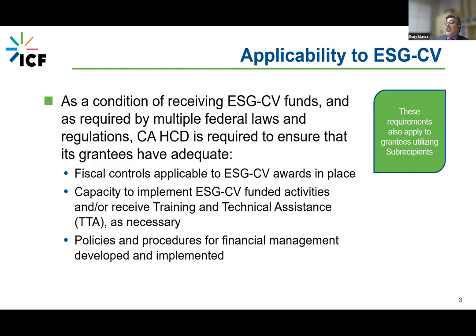Well, as a condition of receiving these funds, the state of California, through the Department of Housing and Community Development, or HCD, is required to ensure that its grantees and subrecipients have adequate fiscal controls in place that are applicable to the ESG and the ESG CV grant awards, that they have adequate capacity to be able to implement the grant awards, and that they are receiving training and technical assistance, and that financial management policies and procedures are developed and implemented not only by HCD, but also by its grantees and subrecipients.